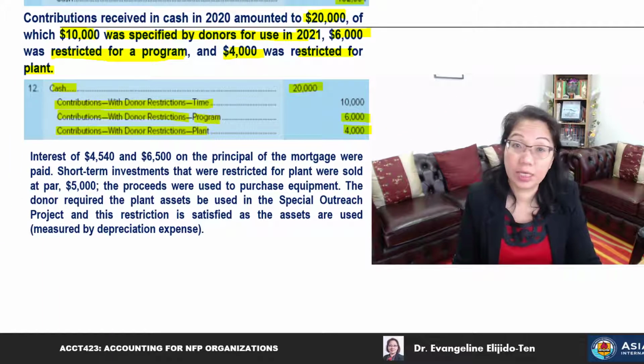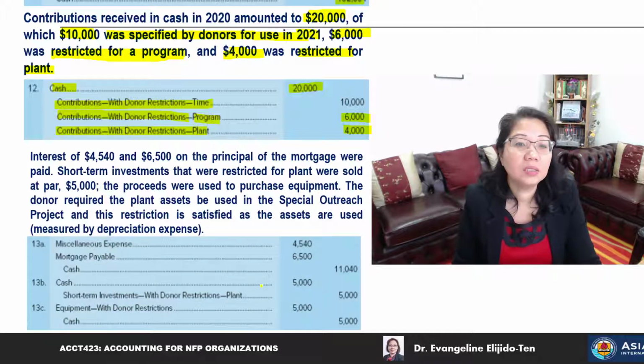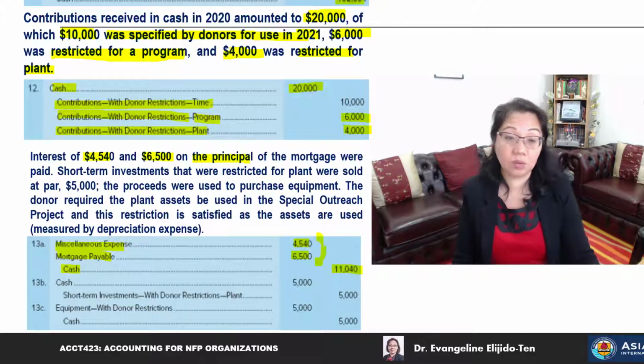The next transaction. Interest of 4,540 and 6,500 on the principal of the mortgage were paid. All right, let's look at that item first. So we will be debiting miscellaneous expense for that 4,540 and mortgage payable for the 6,500 payment of the principal for the mortgage. And we'll, of course, credit cash for the total, 11,040.